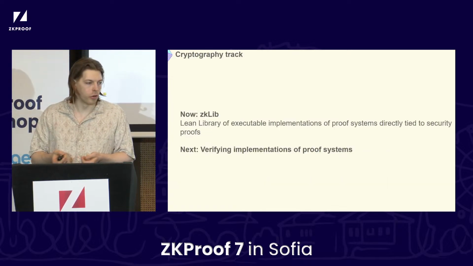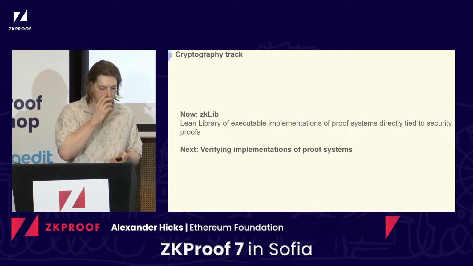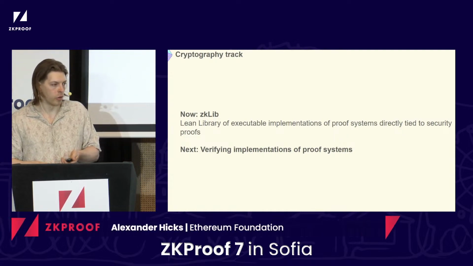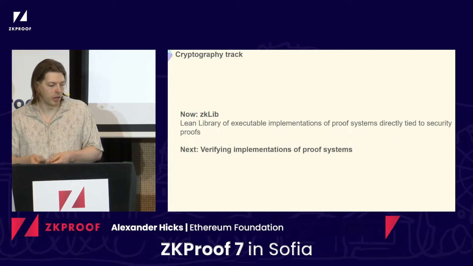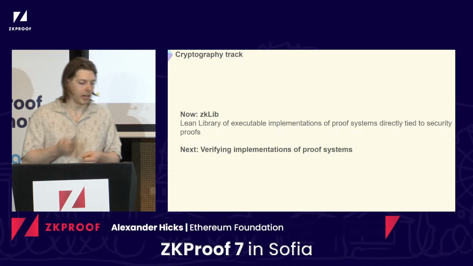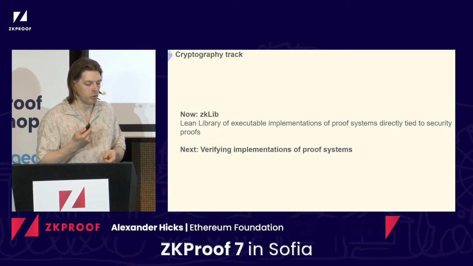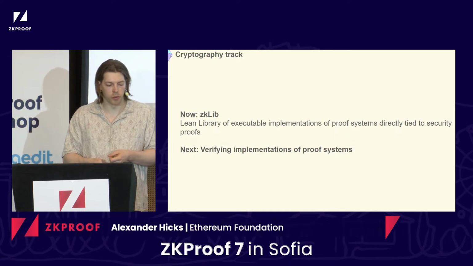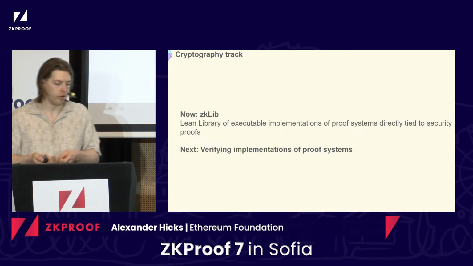Now, with respect to cryptography, I'll talk a bit more in detail about this in about 10 minutes or so. We're combining two talks where I'll talk a bit about zkLib. The main thing that we're developing at the moment is zkLib. This is a Lean library of executable implementations, or rather executable specifications, of proof systems, that will be directly tied to proofs in Lean for those proof systems.